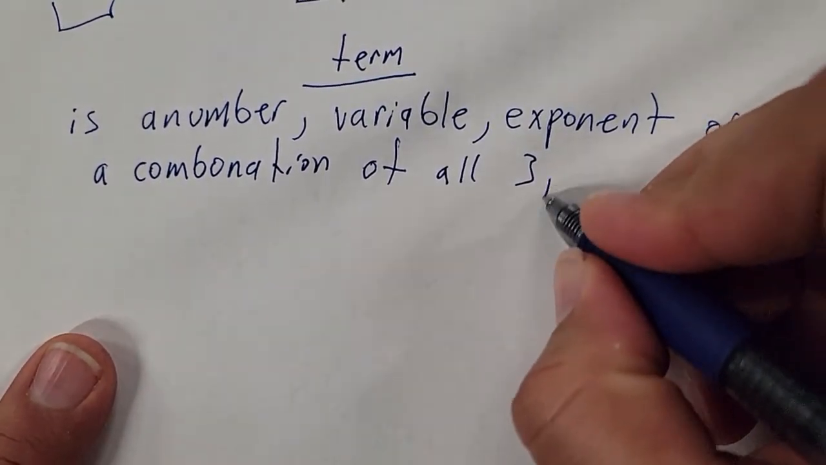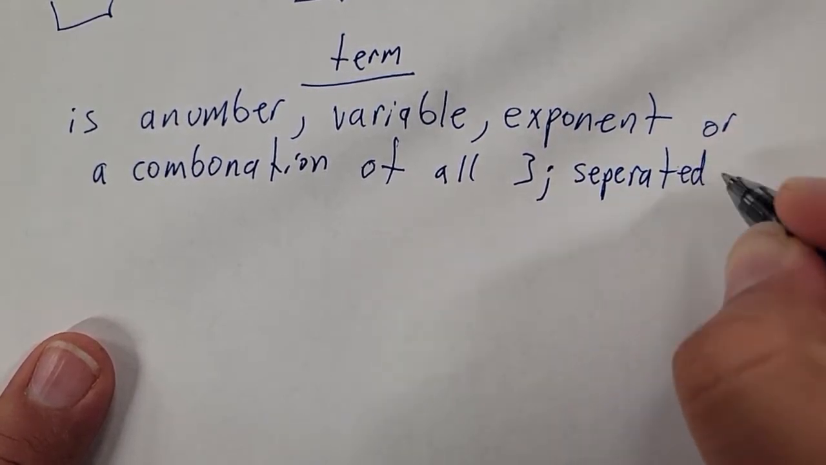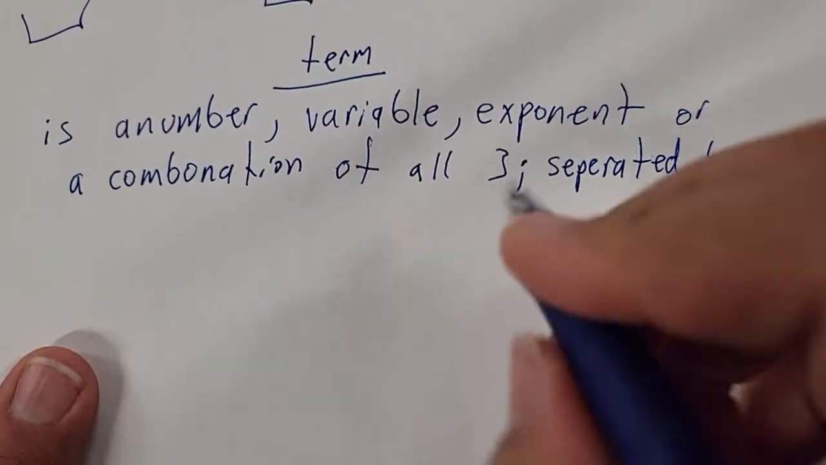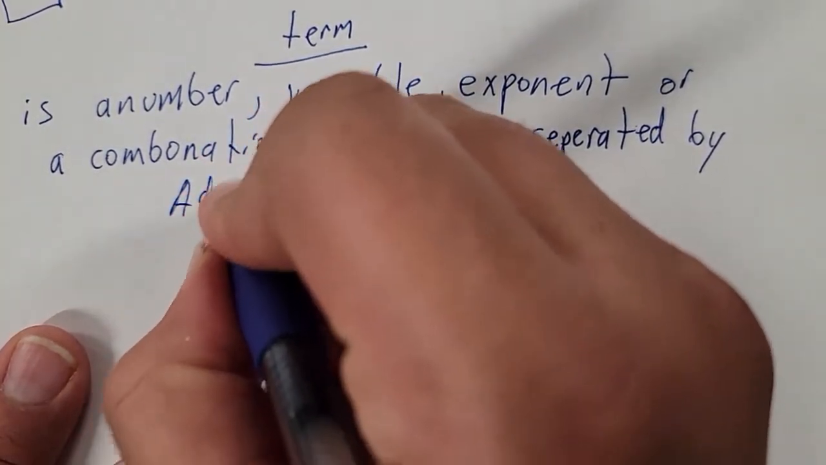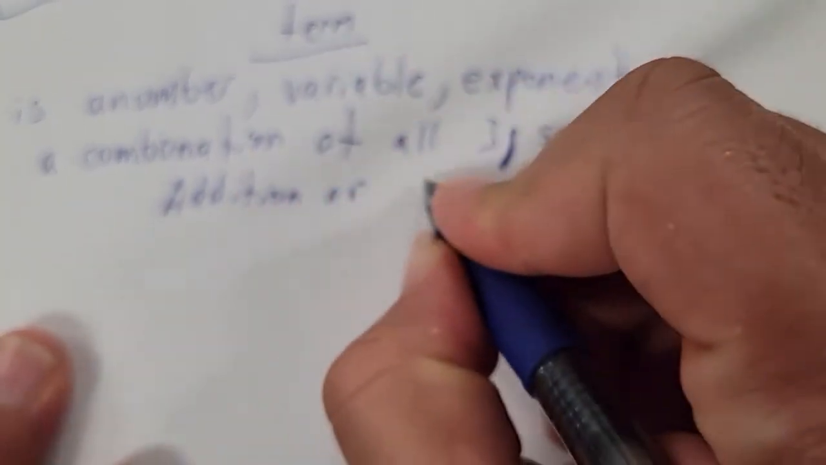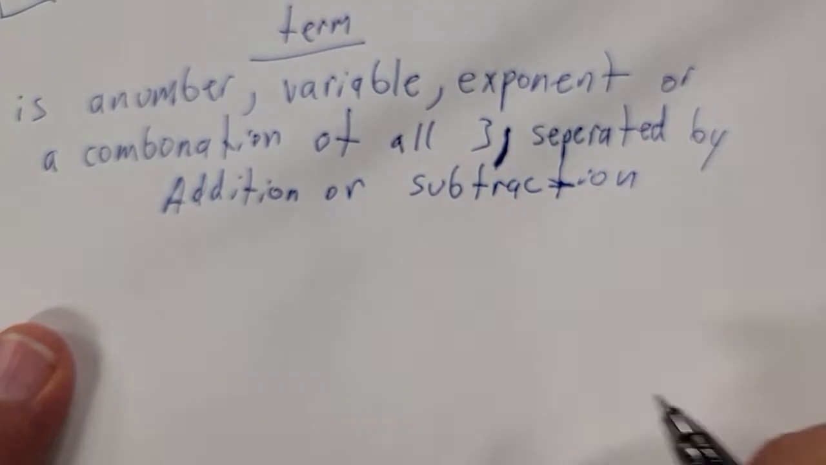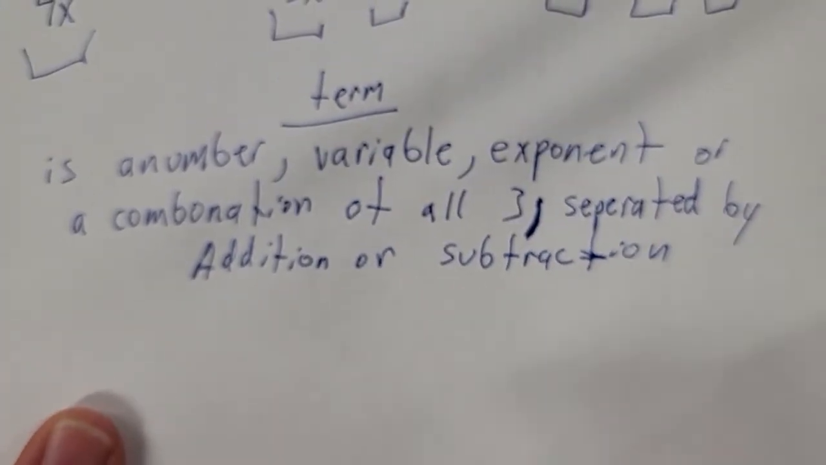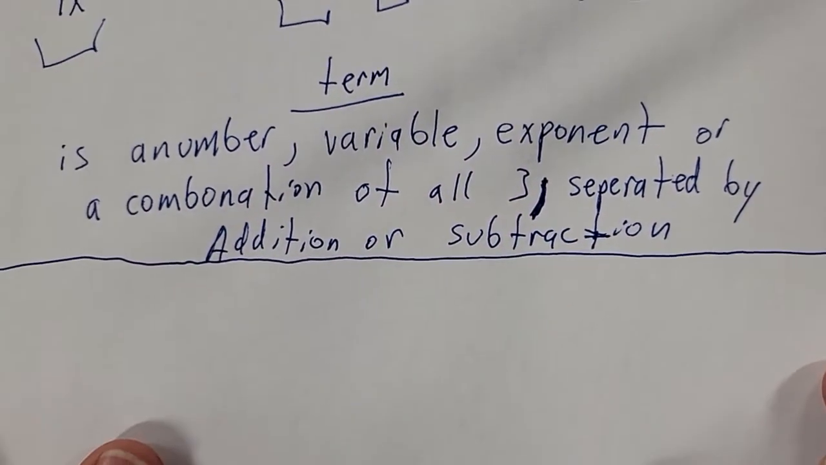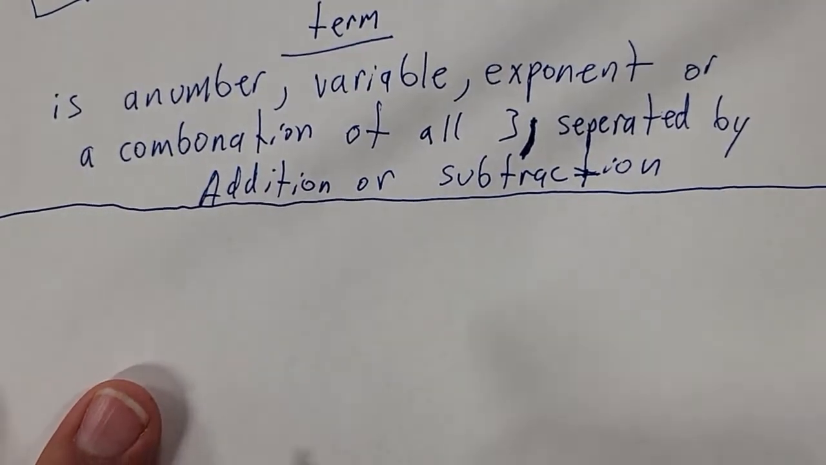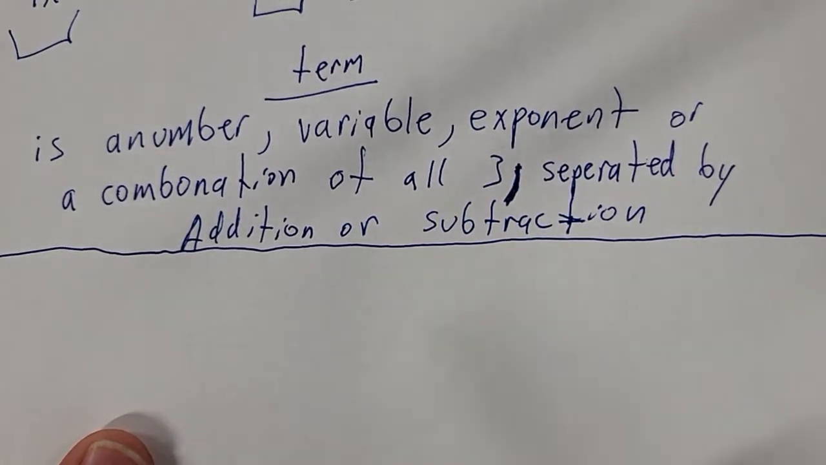Now the important thing about a term, this is the longest sentence we have right here. They are separated. This is not a J, guys, it's like a comma, sorry. Separated by an addition or subtraction. All right, so that's what a term is. Let's draw a line under that, guys. Go ahead and draw a line. So now we know what a term is. We know what a monomial, a binomial, and a trinomial is. So for a term, look for the addition or subtractions.